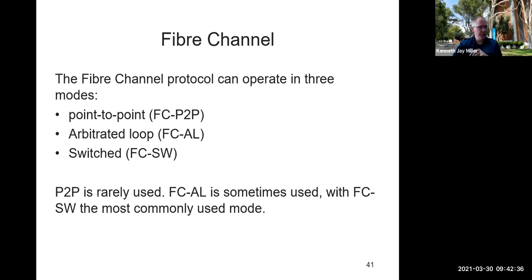Now, there's 3 modes for Fibre Channel. There's the point-to-point, which is designated Fibre Channel dash point-to-point. There's an arbitrated loop, which is Fibre Channel dash AL, and then switch, which is Fibre Channel switched. Now, the point-to-point's rarely used. The arbitrated loop is sometimes used, but the switched mode is the most commonly used. Okay, so what you're going to see in most designs of SANs using Fibre Channel is what's called the switched mode.